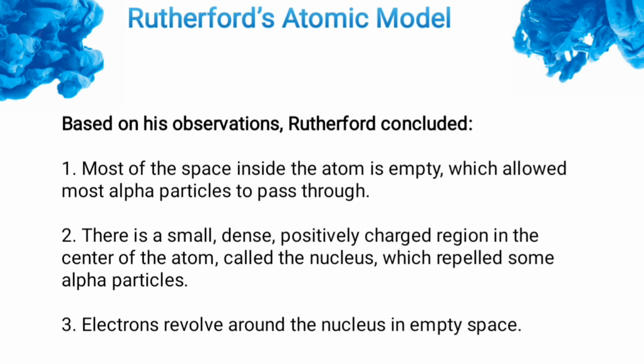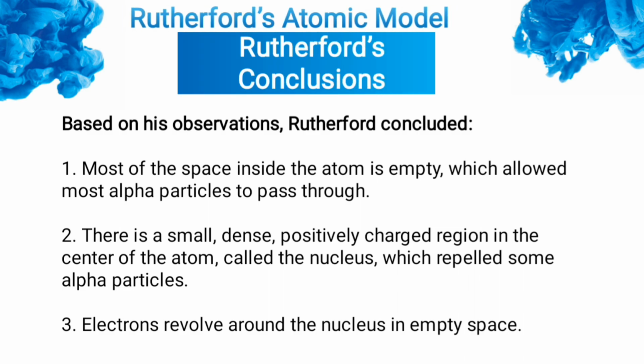Now, Rutherford's conclusions. Based on his observations, Rutherford concluded, the first one, most of the space inside the atom is empty, which allowed most alpha particles to pass through. The second one, there is a small dense positively charged region in the center of the atom called the nucleus, which repelled some alpha particles. And the third one, electrons revolve around the nucleus in empty space.